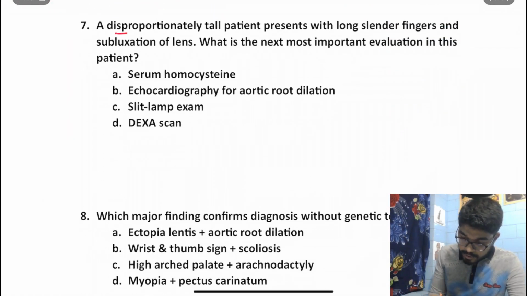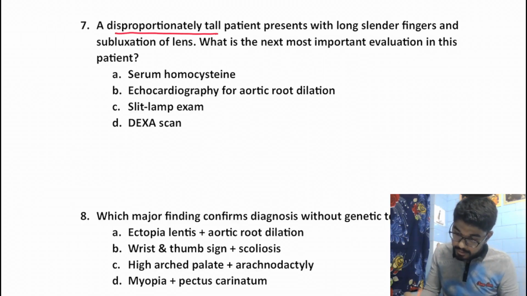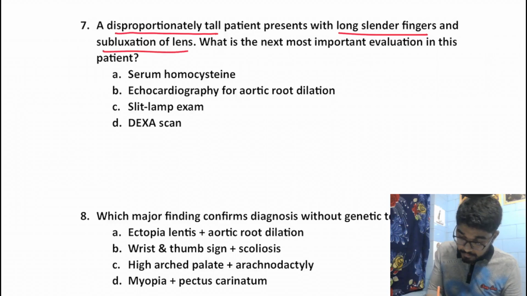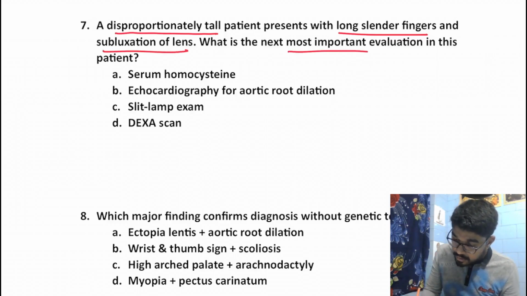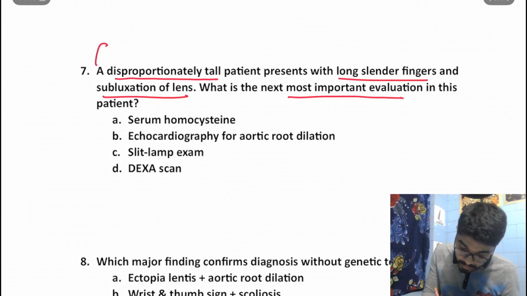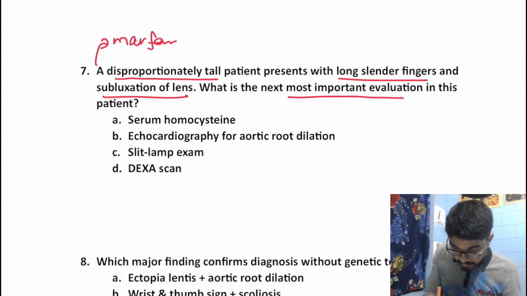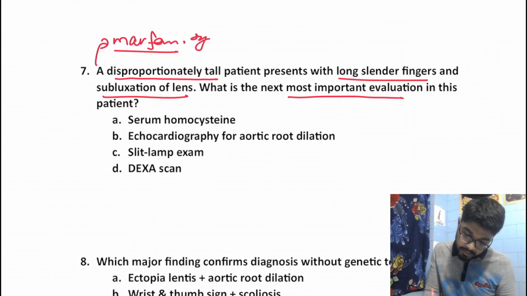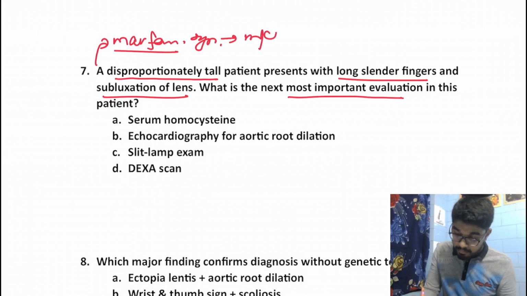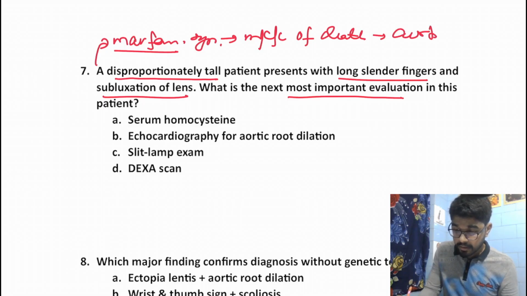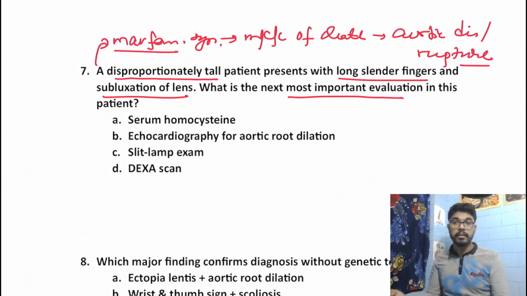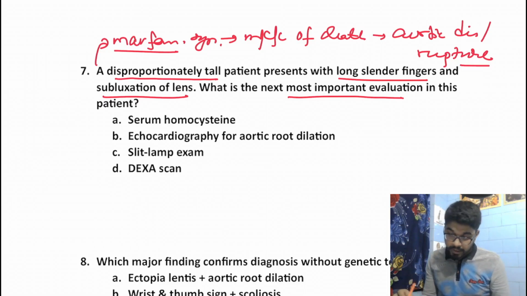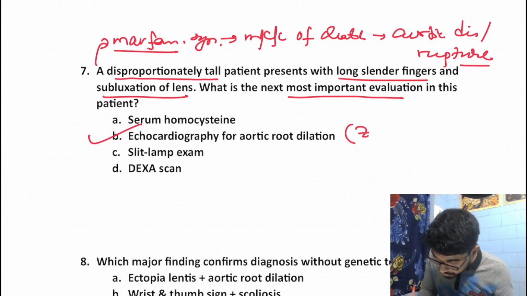A disproportionately tall patient presents with long slender fingers and subluxation of the lens. What is the next most important evaluation? Now from over here it is clear that the diagnosis is likely to be Marfan syndrome, and in Marfan syndrome the most common cause of death is aortic dissection or aortic rupture. So we need to monitor our aortic root. So the most important evaluation should be echocardiography for aortic root dilatation, and we check the Z score.